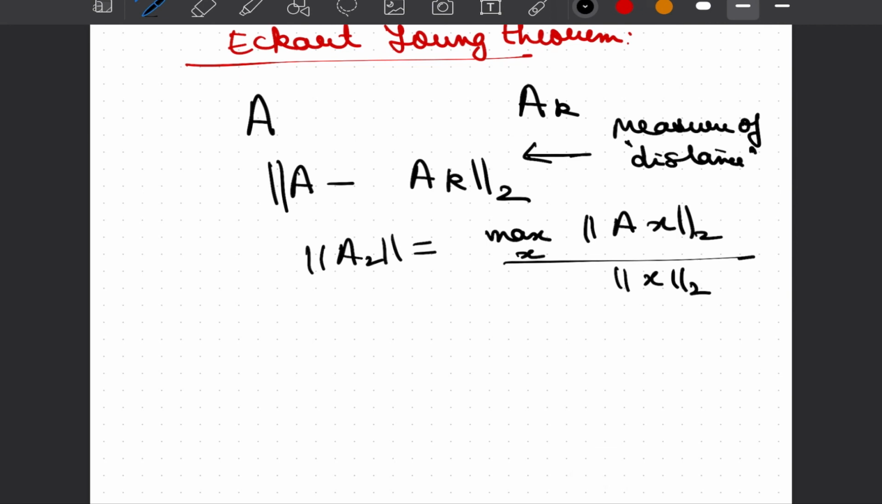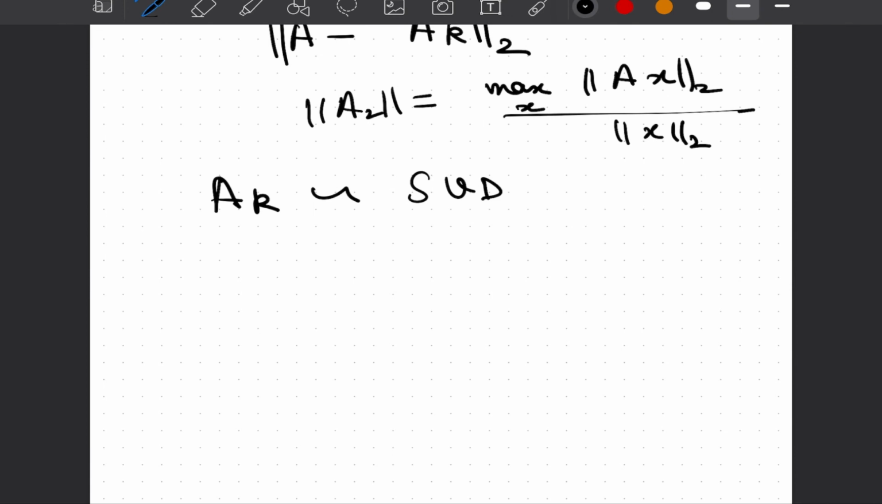So the Eckart-Young theorem says that the best approximation AK that minimizes the norm of A minus AK can be obtained only from the singular value decomposition. Hence, we can also say that SVD is the best way to reduce the dimensionality if we want to come up with a lower rank approximation. And we have learned that the rank is also an indication of how many dimensions a particular matrix has, because that is the number of independent rows or independent columns that we would require to span the subspace.